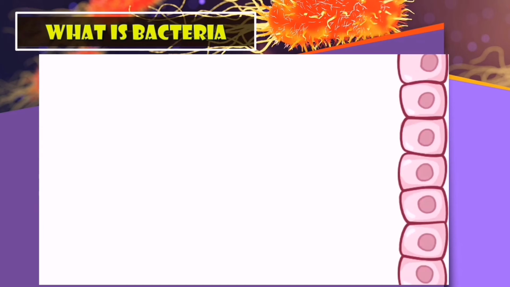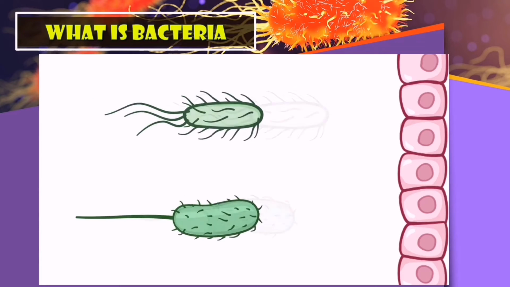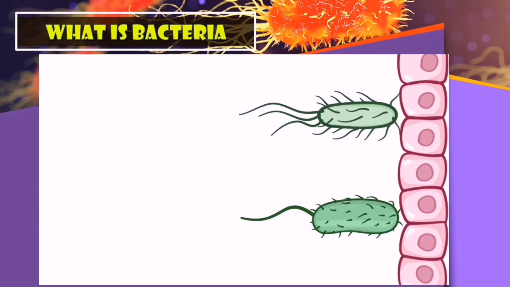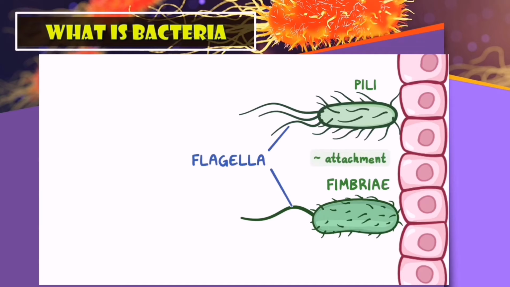Finally, the bacteria can move or attach to other cells and surfaces with the help of structures that can be found on their external surface. So they have pili, which are hair-like structures that allow them to attach to other cells, and when these are shorter, they're called fimbriae, and help the bacteria attach to surfaces. They can also have flagella, which are long, whip-like protrusions that allow the bacteria to move.